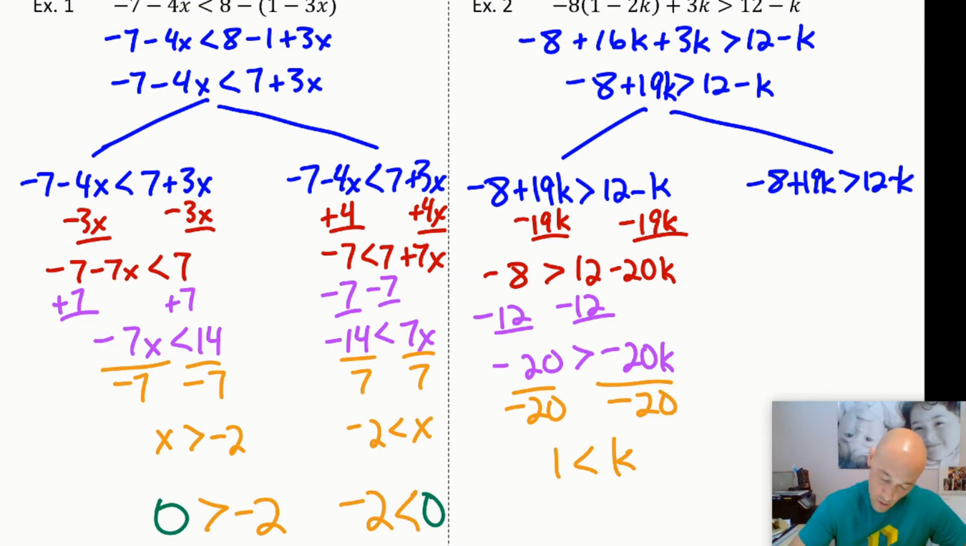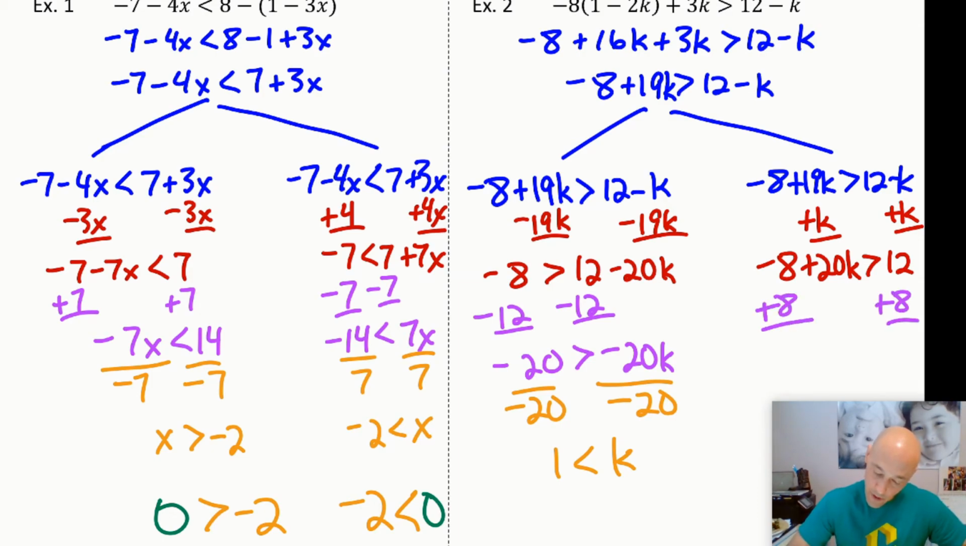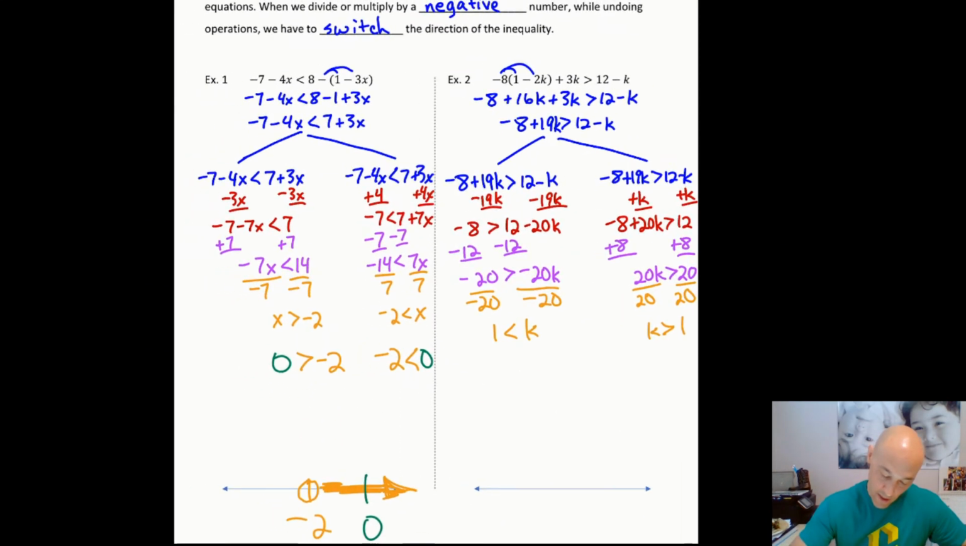So again, we have negative 8 plus 19k is greater than 12 minus k. This time I'm going to add k to both sides, so I end up with a positive k term. Negative 8 plus 20k is greater than 12. Now I'm going to add 8 to both sides here. So I have 20k is greater than 20. Isolating my k by dividing by 20, I have k is greater than 1. And again, these two things represent the same thing here.